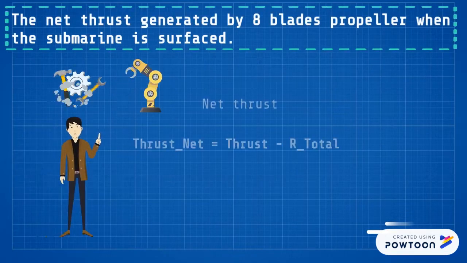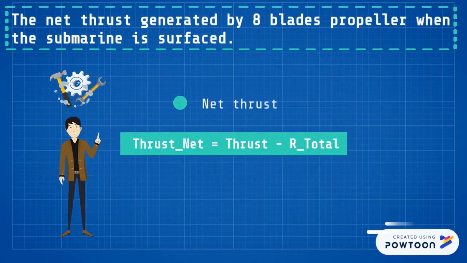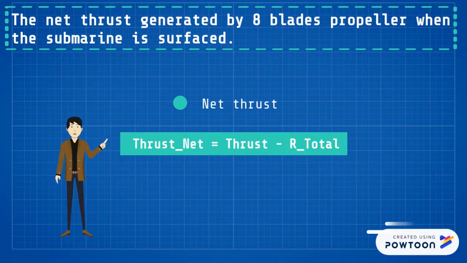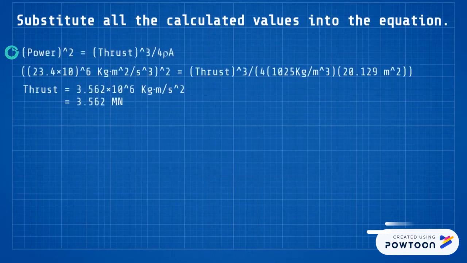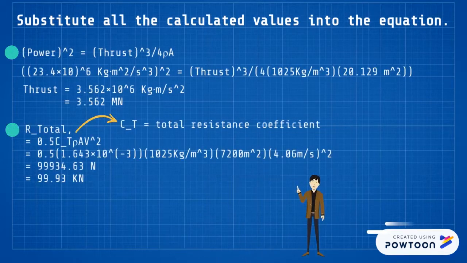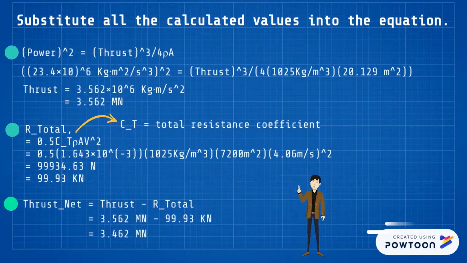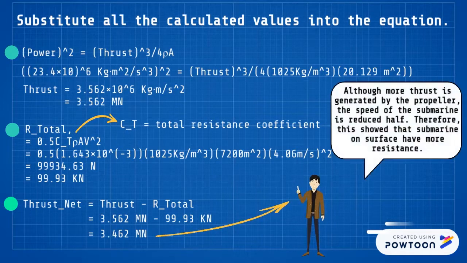Next, to calculate the net thrust generated by 8 blades propeller when the submarine is surfaced, we will also be using this net thrust equation where net thrust is equal to thrust minus total resistance faced by the submarine. We shall then substitute all the calculated values into the net thrust equation and simply solve it to get a value of 3.462 meganewton.